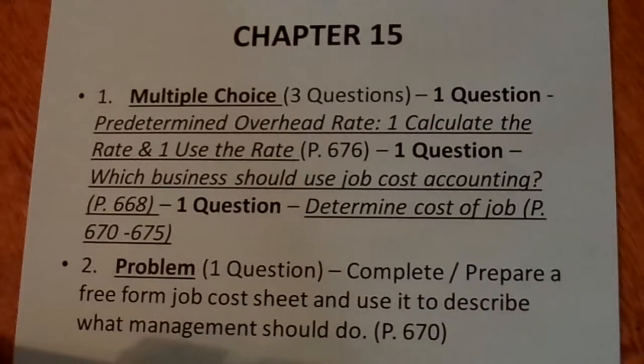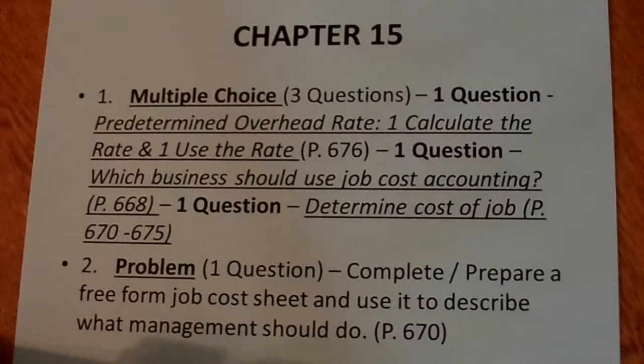Chapter 15, there are 3 multiple choice questions, one of them dealing with predetermined overhead rate, and you'll have to calculate it. One of them you'll have to actually talk about how to use the rate. And one, there's a question on which of several businesses should use job cost accounting. And I think between the LearnSmart and your reading, the blogs, you should feel very comfortable with that question. And then there's also a question where you determine the cost of a job.